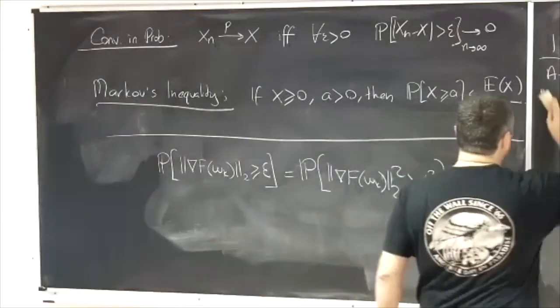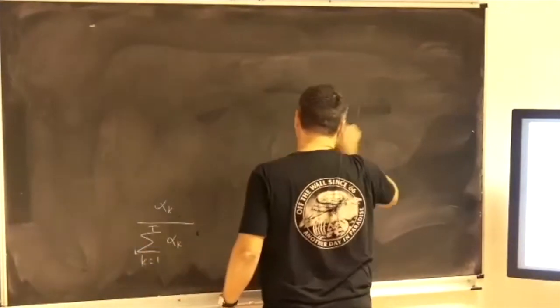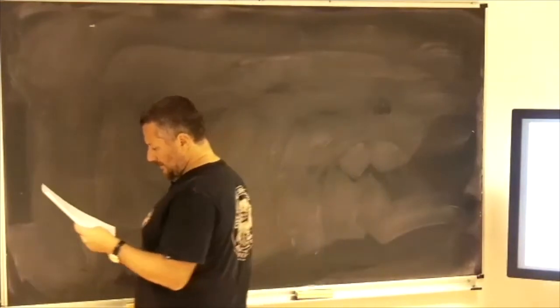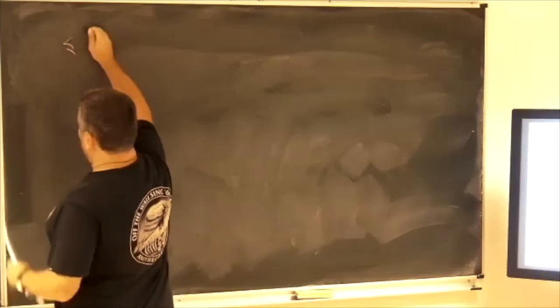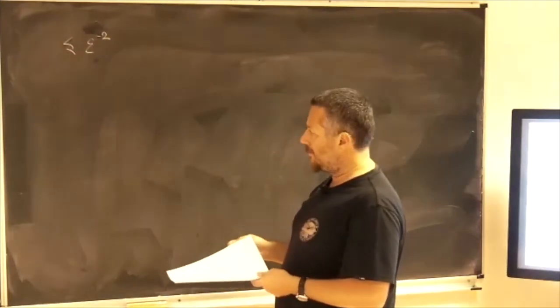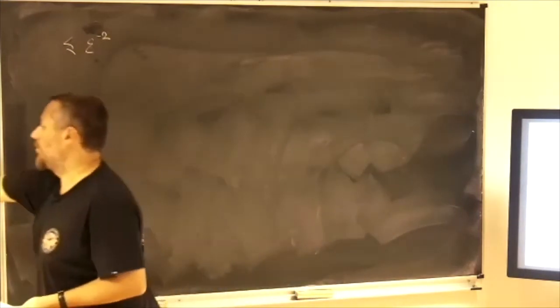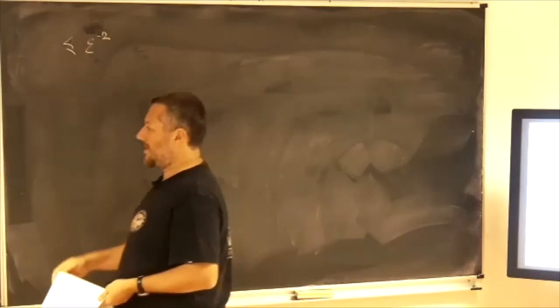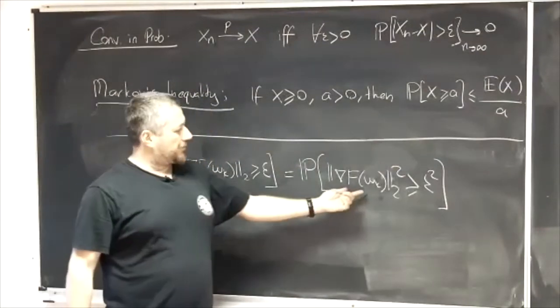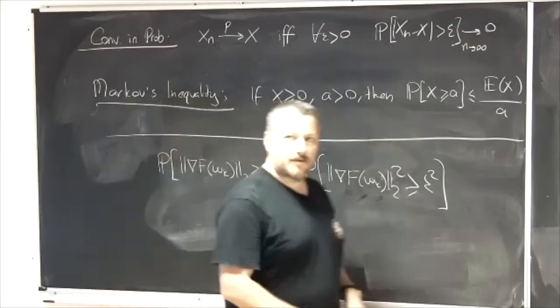And by Markov's inequality, this probability is smaller than or equal to epsilon to the negative 2, that is, 1 over epsilon squared times the expected value of this positive random variable. So this is our random variable, which is positive because it's the norm.